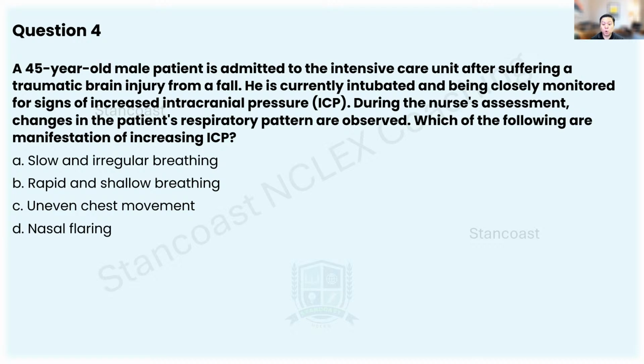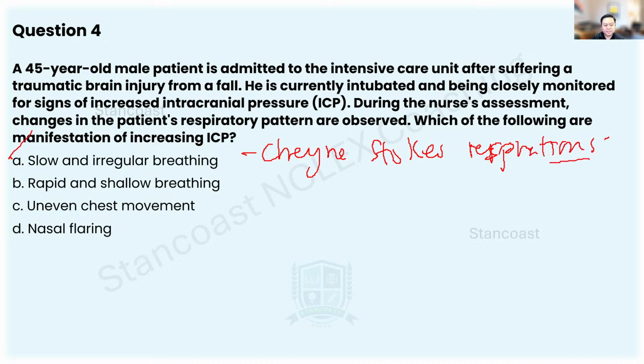It could be more of the irregular but slow breathing, the bradypnea. Now, take note about letter A right here, slow and irregular breathing. This actually is a sign of the Cheyne-Stokes respiration. There is increasing ICP here. This is causing pressure into the medulla oblongata. Cheyne-Stokes respirations. And this is going to signify that there is compression involvement with the medulla oblongata, which controls the respiratory rhythms. All right, so that is why they're going to have irregular breathing.